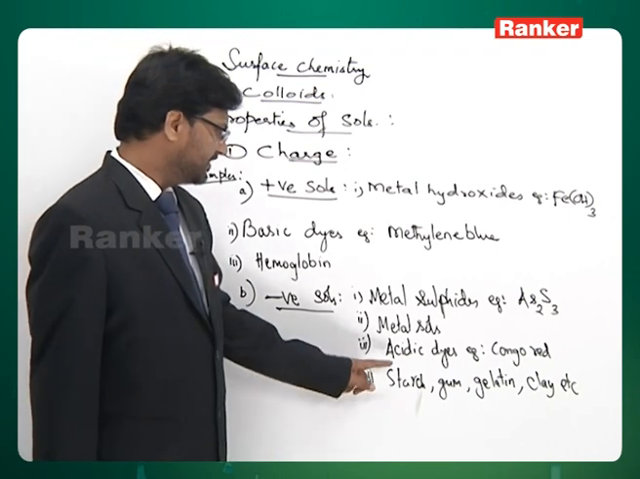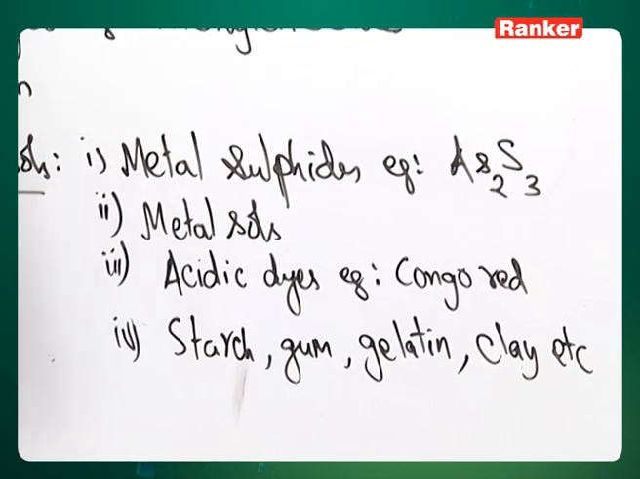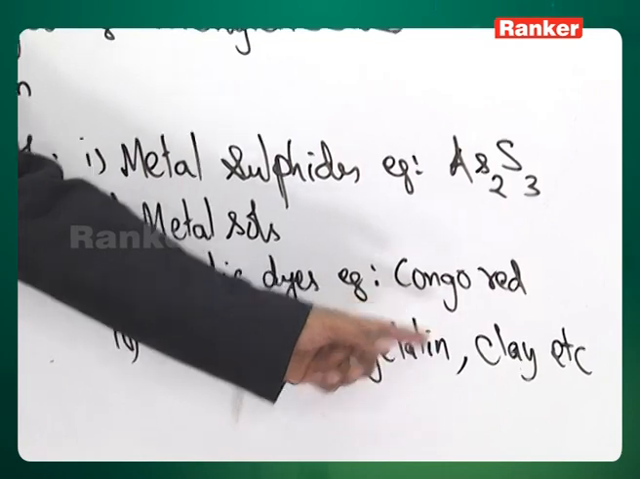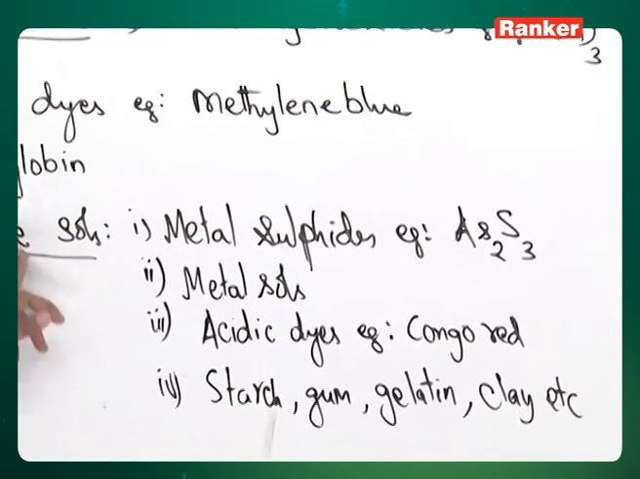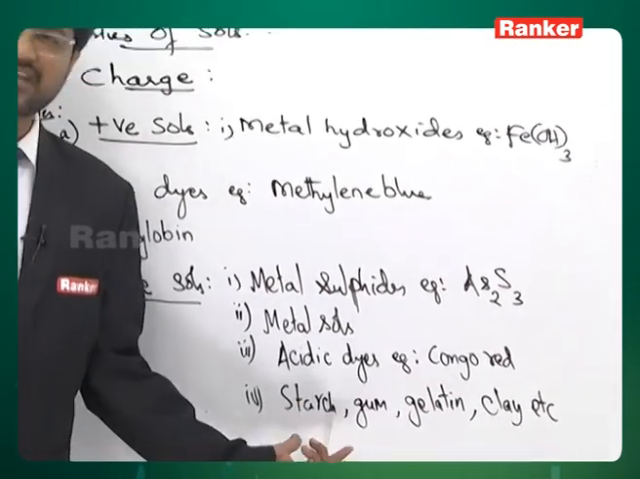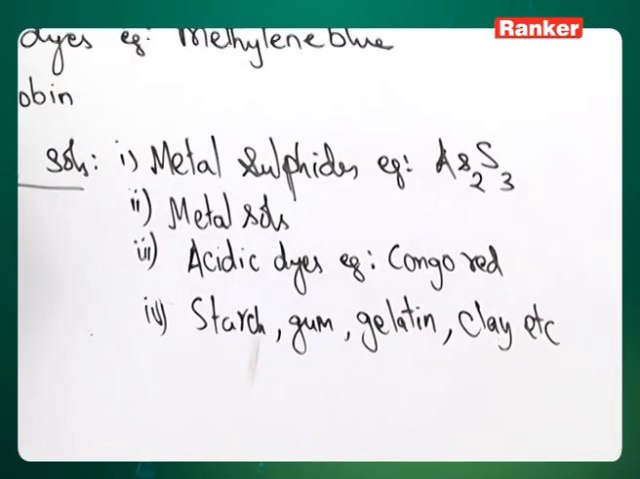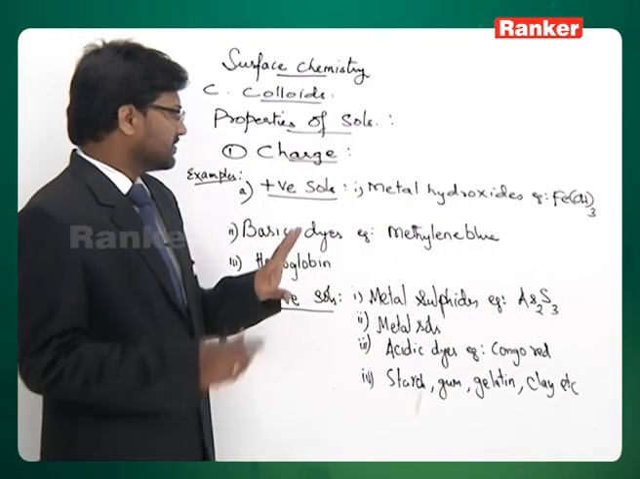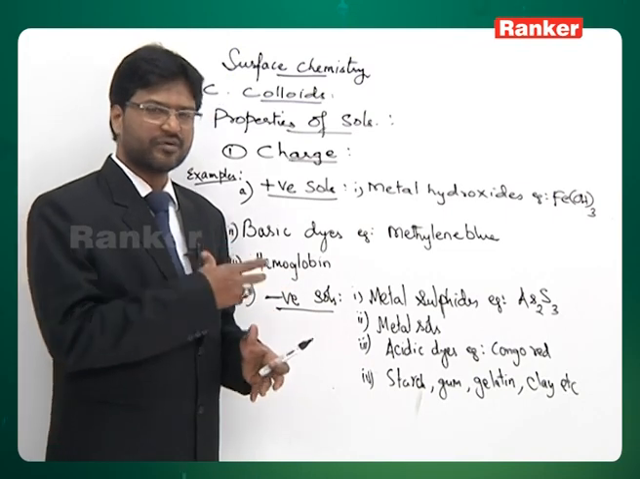And then acidic dyes are also negatively charged sols because they have an ability to lose H plus, being acidic, and they form negatively charged sols. Example, Congo red is an acidic dye which is capable of forming a negatively charged sol. Starch, gum, gelatin, these are organic substances, they form negatively charged sols. Even clays are silicates, so they form negatively charged sols. So these are some important examples of colloidal solutions carrying a particular type of charge.